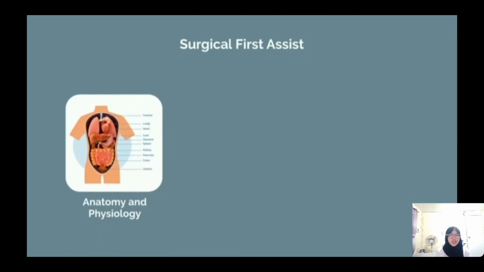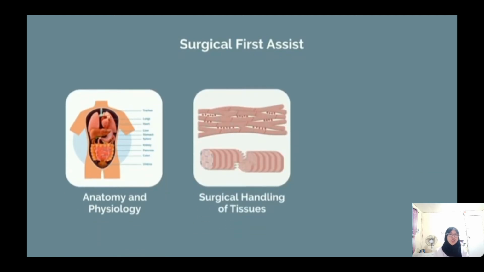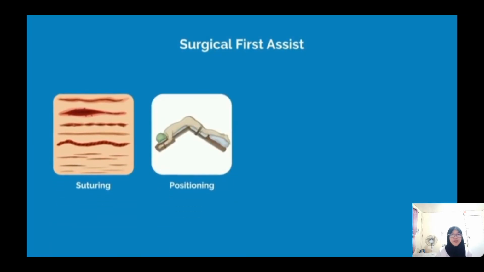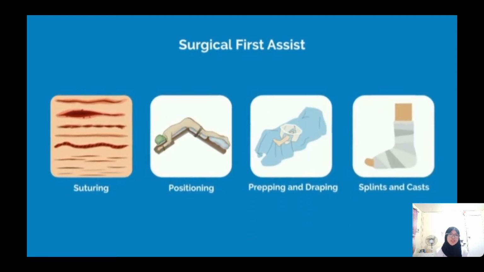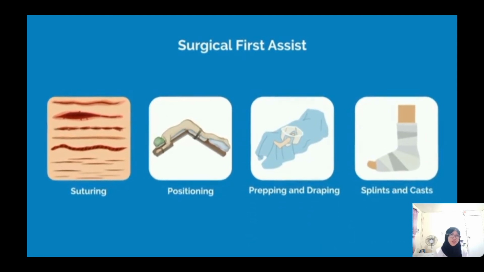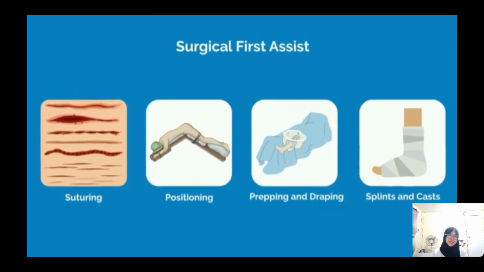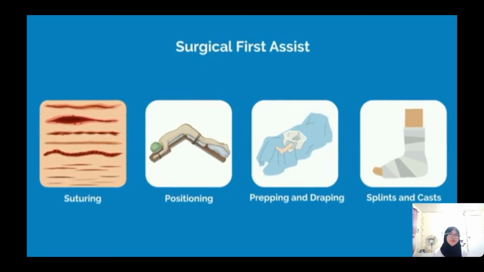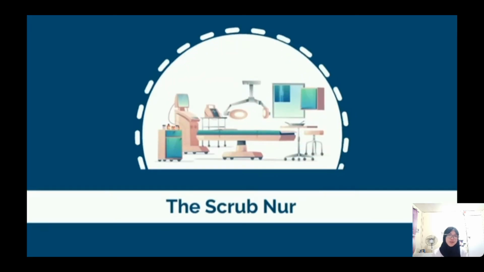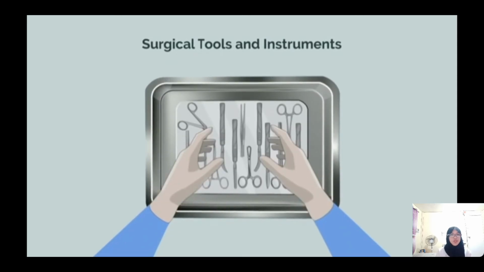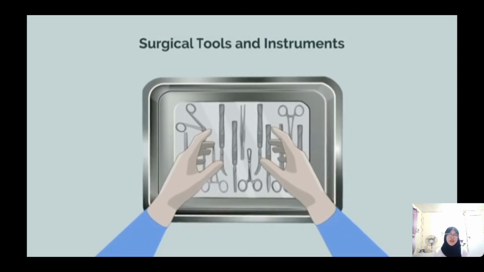Being a good assistant requires knowledge of anatomy and physiology, surgical handling of tissue, understanding surgical instrumentation and its use, and the nature of the procedure. The first assistant should also be skilled in suturing, positioning, sterile technique, prepping and draping, and the use of splints and casts. The scrub nurse is also scrubbed in the surgical field and is the one preparing, organizing, and providing the various surgical tools and instruments to the surgeon and the first assistant during the case.